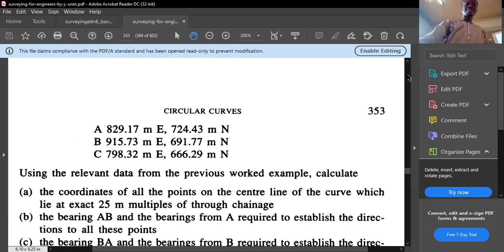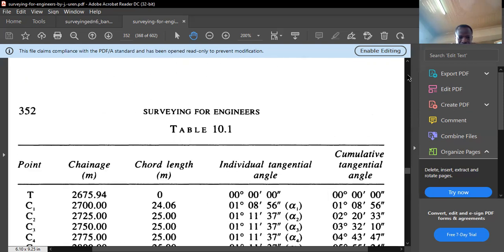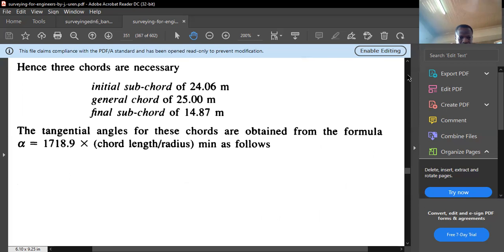Okay, using the relevant data from the previous work example. So let me just look at the previous work example and give you some information on that. By the time we finish writing the questionnaire, the time will be up. Initial subcode. Write it down. When it's done, I'll give you the initial subcode.